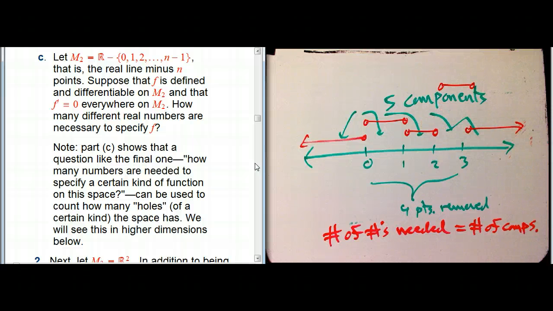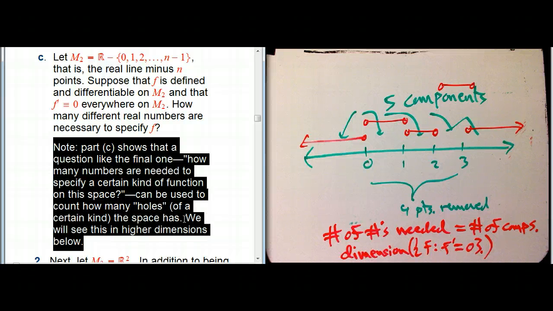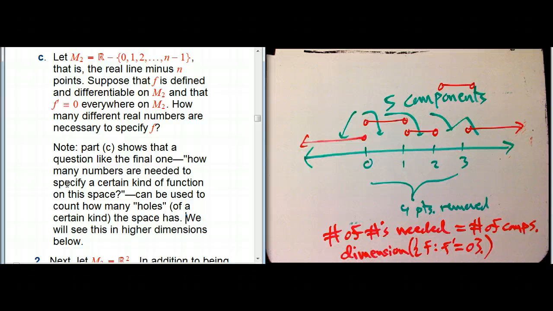To be a little more technical, this is the dimension. If you know a certain amount of linear algebra, this is the dimension of the space of functions whose derivative is 0. And that's just, dimension means how many numbers do you need to describe something. Okay. So that's what I summarize here. How many holes does a space have, or essentially equivalent, how many pieces does it have? And that's equivalent to how many numbers are needed to specify a certain kind of function.